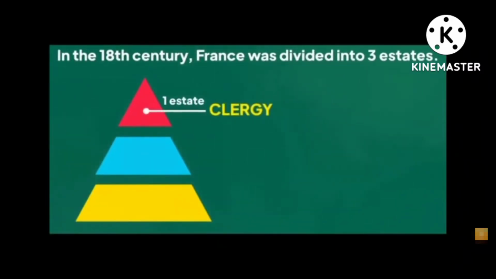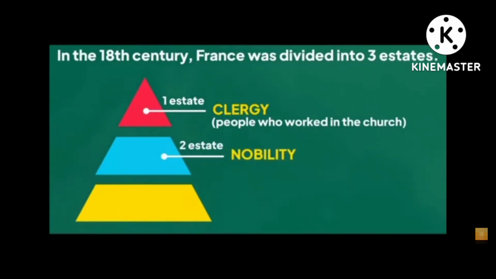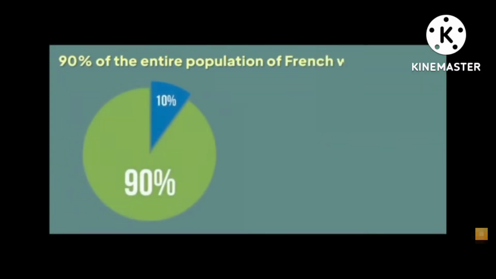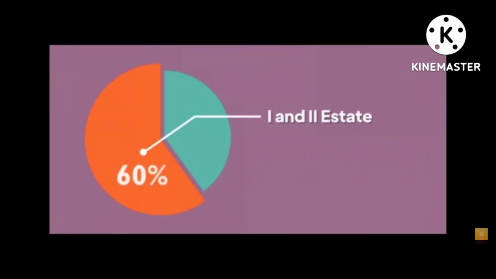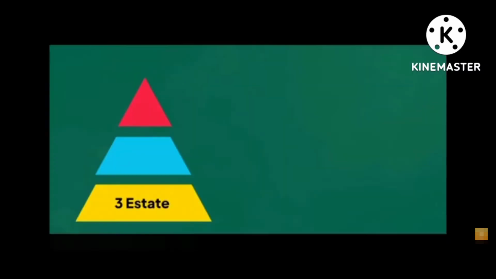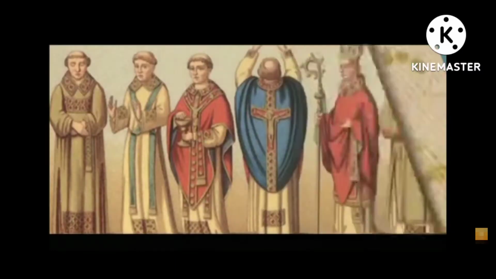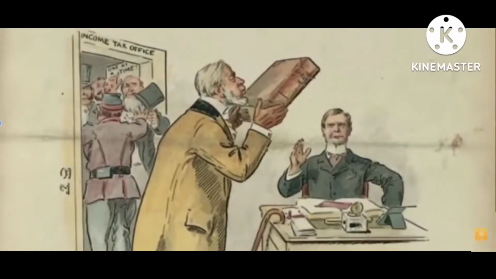During the 18th century, France was divided into three states. First, the clergy, people who worked in the church. Second was the nobility, the king and his family. The third state was the common people: the merchants, businessmen, laborers, peasants, etc. Of the total population, 90% of the people of France were farmers, and 60% of the land was owned by the first and second state people. Only a few people of the third state, who were very rich, could pay the taxes.